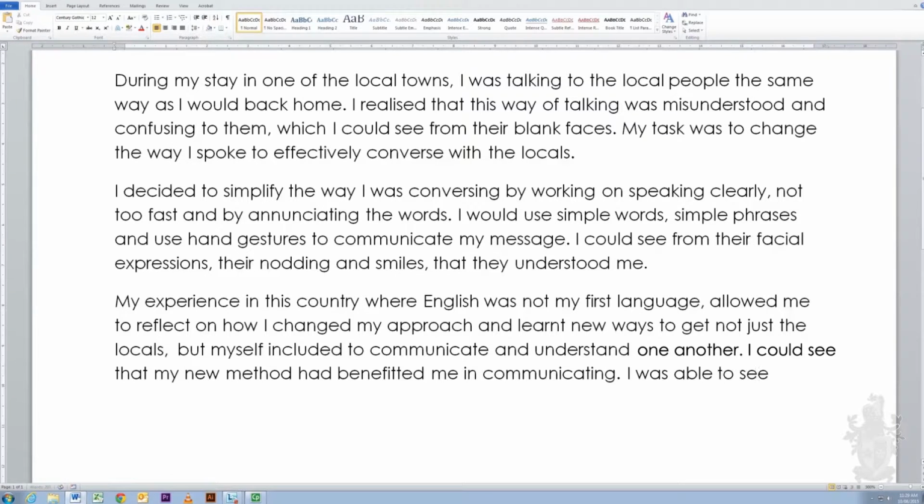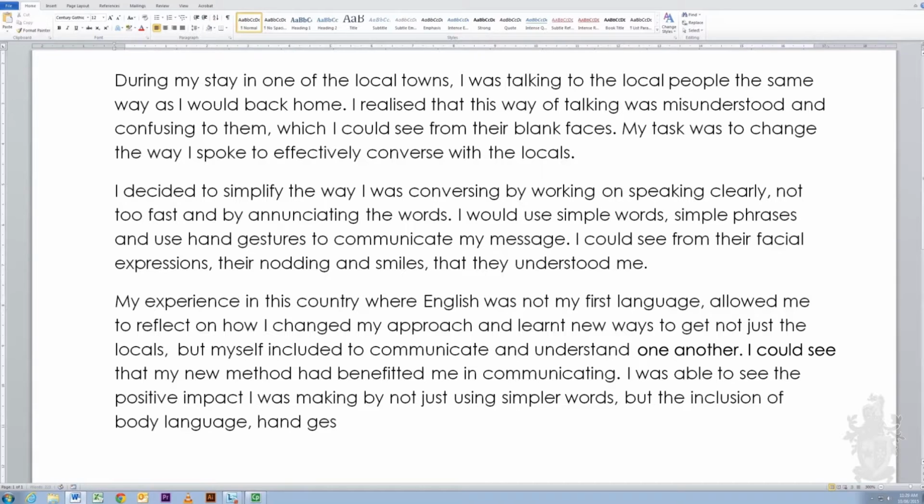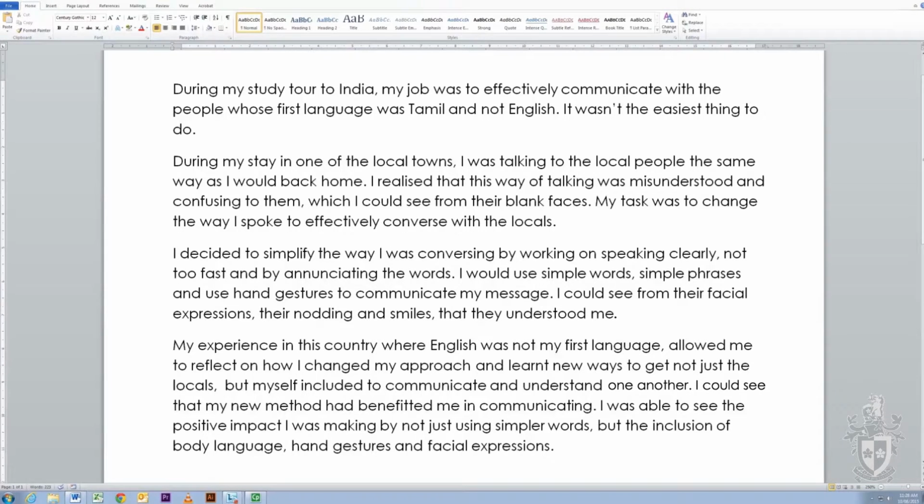I was able to see the positive impact I was making by not just using simpler words, but the inclusion of body language, hand gestures, and facial expressions. And there we have it, a completed STAR reflection. Now before you finish up, remember these important tips.